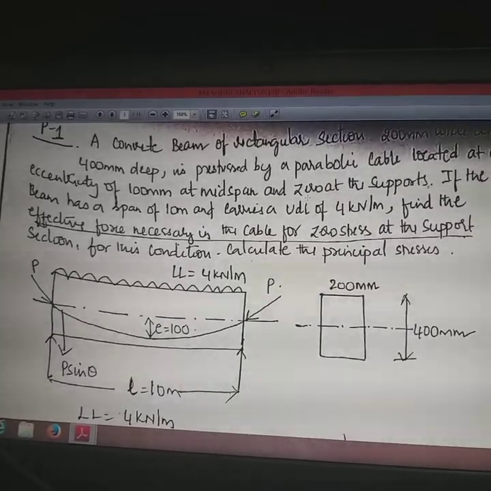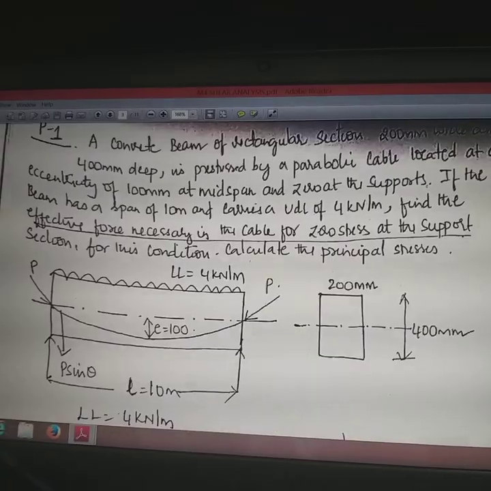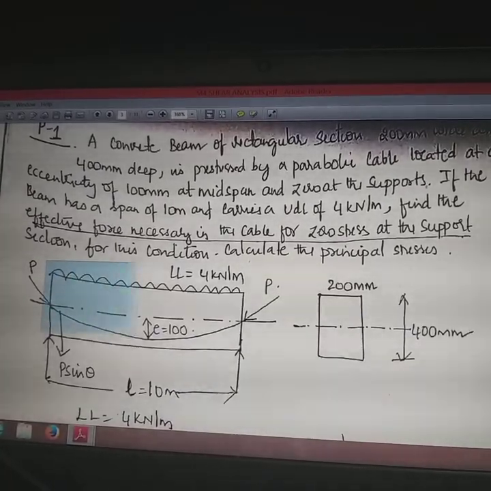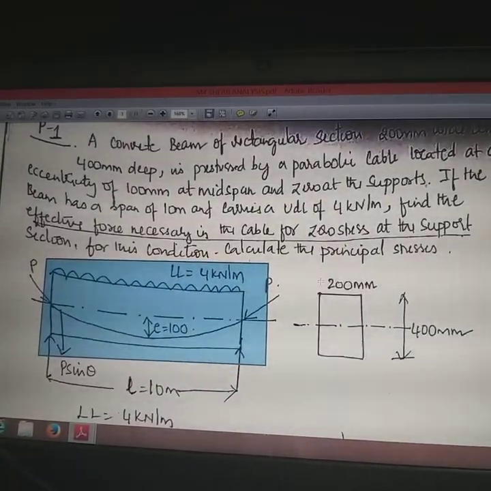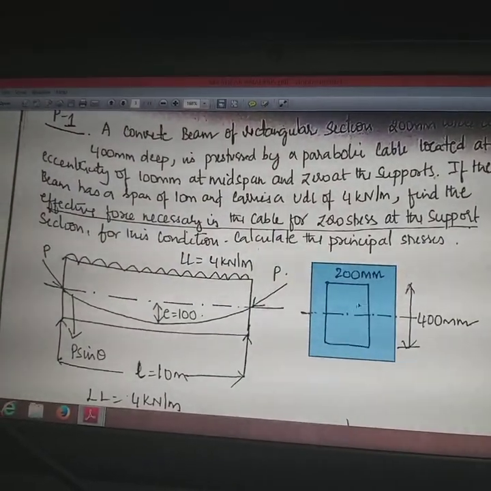First, read the data carefully. Draw both the longitudinal section as well as the cross section. So, this is your longitudinal section. This is your cross section. Both you have to draw carefully.